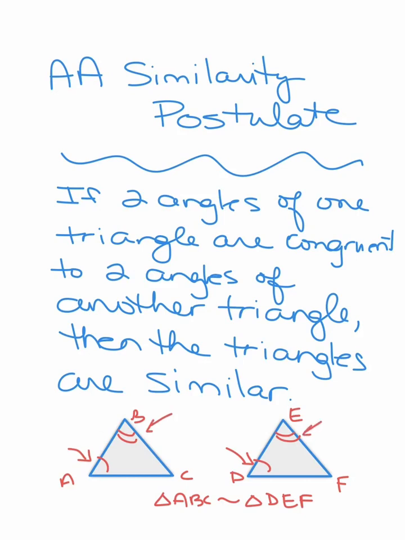Now, if you remember from a previous theorem, because those two angles are congruent, we know that the third angles have to be congruent. So I know that C and F are going to be congruent as well because the sum of the angles of a triangle is 180 degrees. That's why this similarity postulate only requires you to show that two angles are congruent. So I can say triangle ABC is similar to triangle DEF.